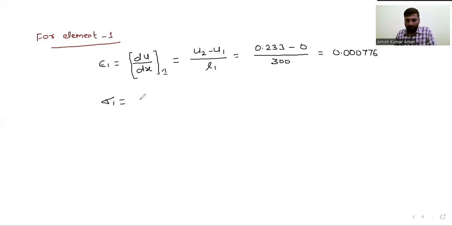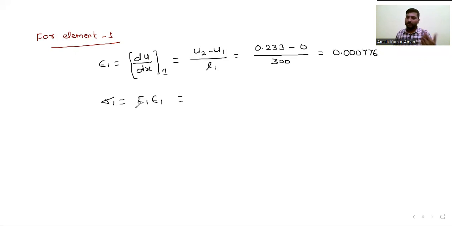Sigma 1. How will you calculate sigma 1? It will be equal to E1 into epsilon 1, from Hooke's law. Nothing new I am using. Whatever we are discussing and whatever formula I am using, that is either from your strength of materials or we have already discussed that formula. So sigma is equal to E into epsilon. From here we have to calculate the sigma 1 value.